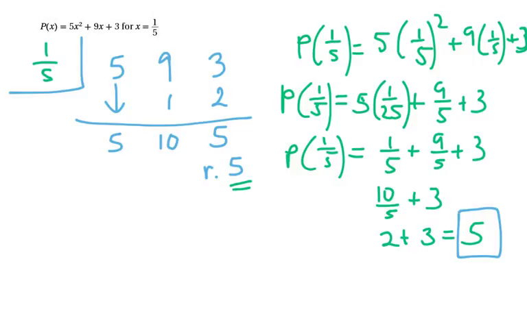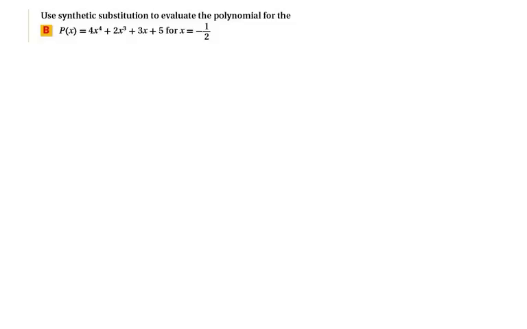So really what I'm showing you here is that whether I do it with synthetic division, I get a remainder of 5. I can also, if I know that 1/5 is a solution, I can go ahead and evaluate the function at 1/5, and I will get my remainder. All right, so maybe you've got this. If not, let's just run through one more example.